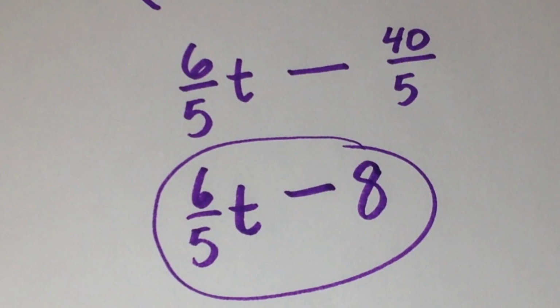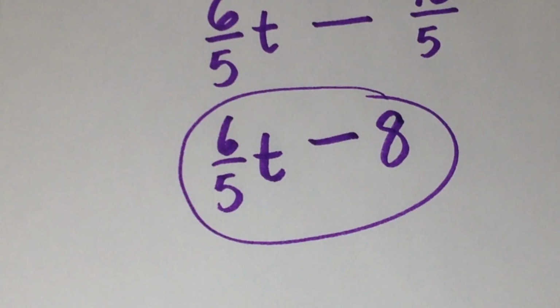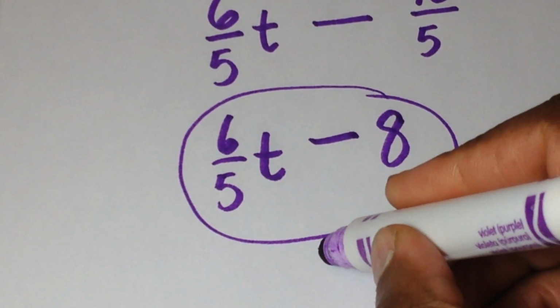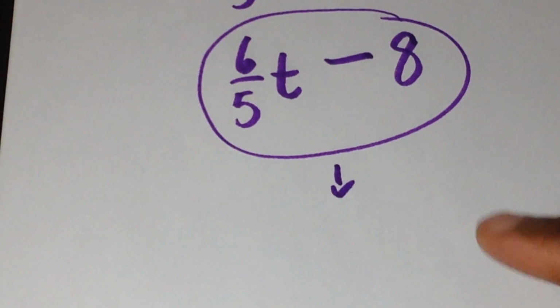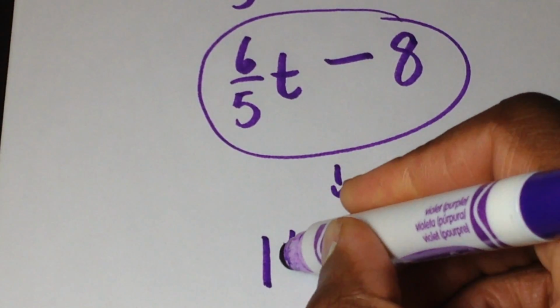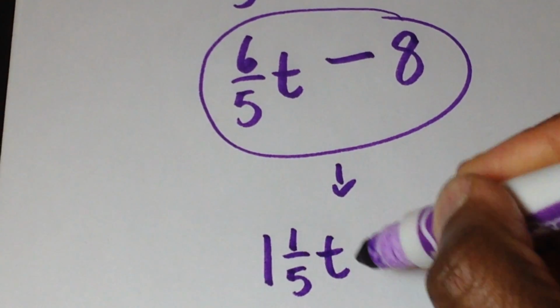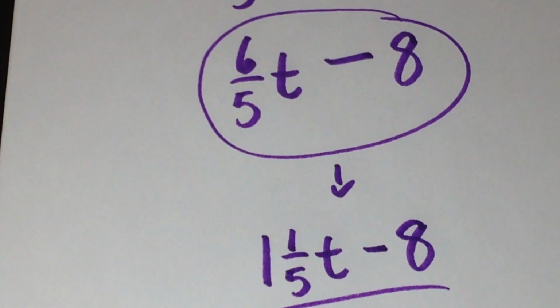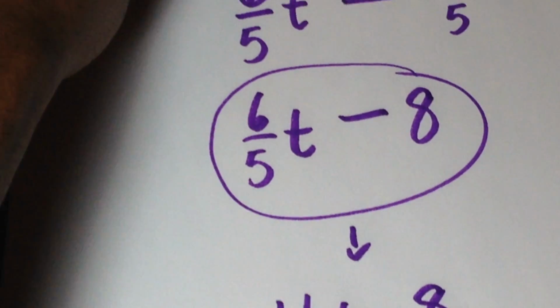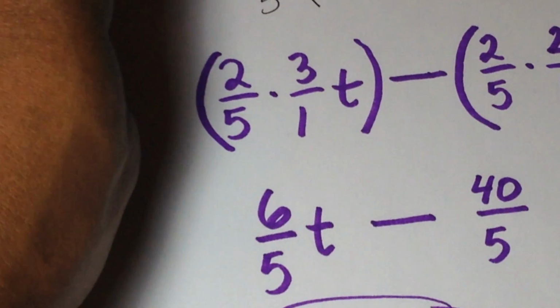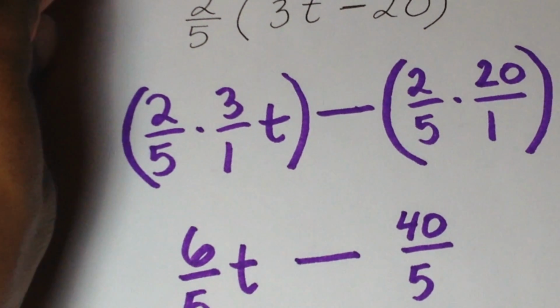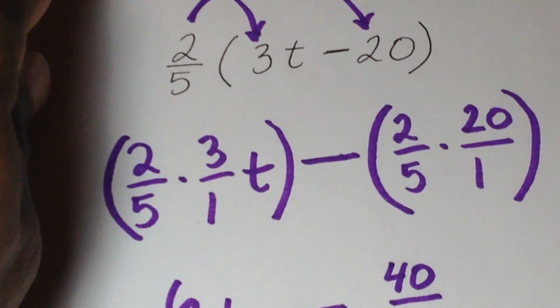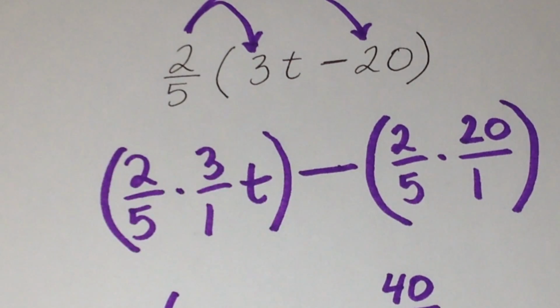For the person that likes to put it in mixed number form, 6 over 5 would come out to be 1 1/5 t minus 8. Okay, so there you have it. So this is how we would handle expanding algebraic expressions when we have a fractional factor.